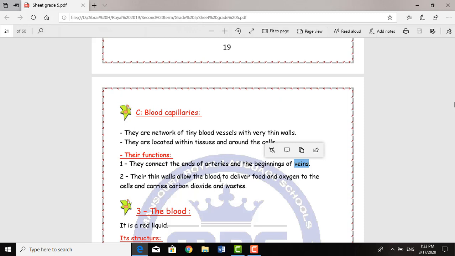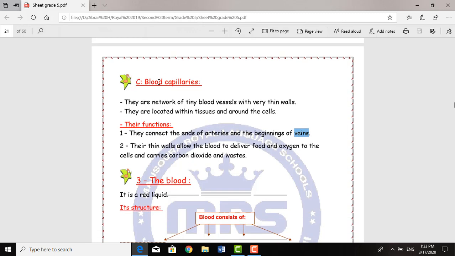So the functions of the blood capillaries are that first, they connect the end of arteries and the beginnings of veins, and their thin walls allow the blood to deliver food and oxygen to the cells and carry carbon dioxide and waste outside the cells. So the blood capillaries are the connection point between the arteries and the beginnings of veins.